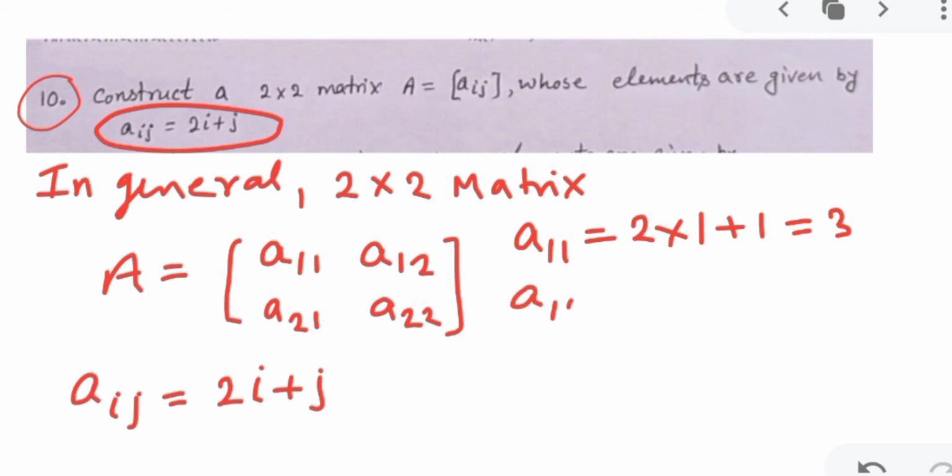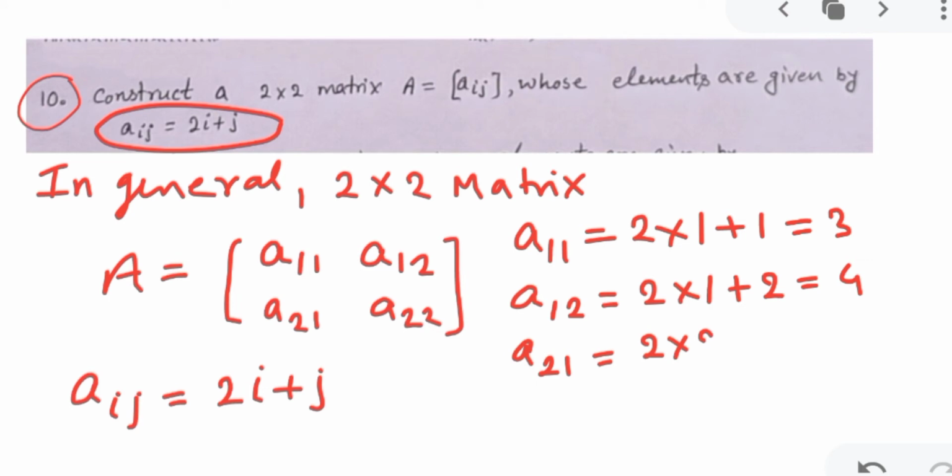Similarly, I will find A12. A12 means i value is 1, j value is 2. So 2i plus j means 2 into 1 plus 2, that is 2 plus 2, 4. In the same way, I will find A21, that is 2 into 2 plus 1. The i value is 2, j value is 1. So 2 2s are 4 plus 1, 5. In the same way, A22: i value is 2, j value is also 2. So 2 2s are 4 plus 2, 6.